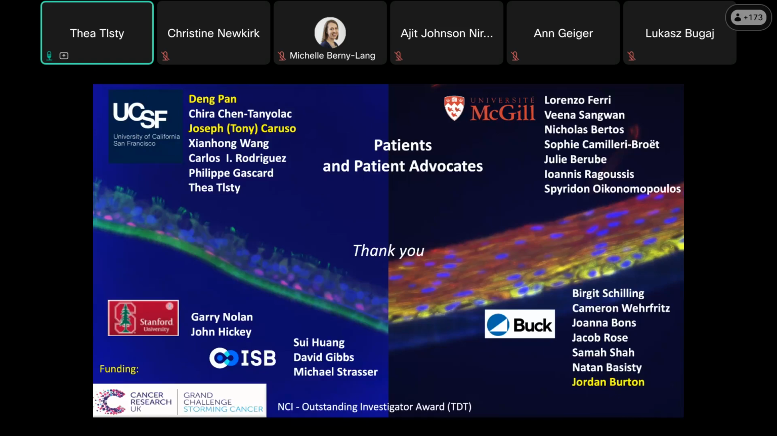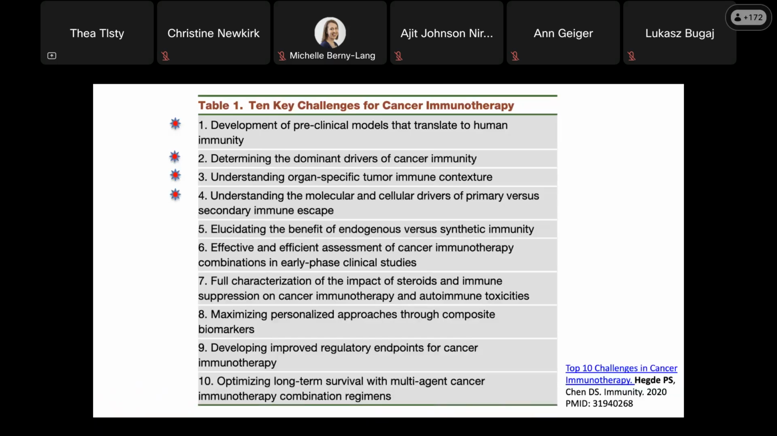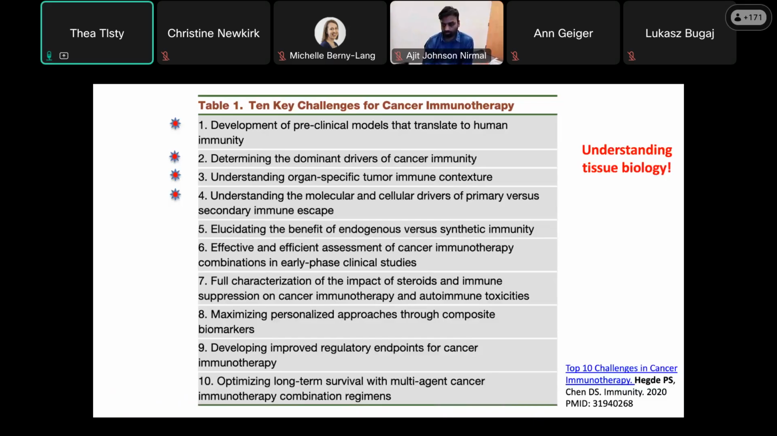The people that were involved in a lot of this work are shown on this slide, and what I wanted to do is leave you with these key challenges for cancer immunotherapy, but I would maintain that understanding tissue biology is first and foremost in being able to manipulate this. Thank you very much.